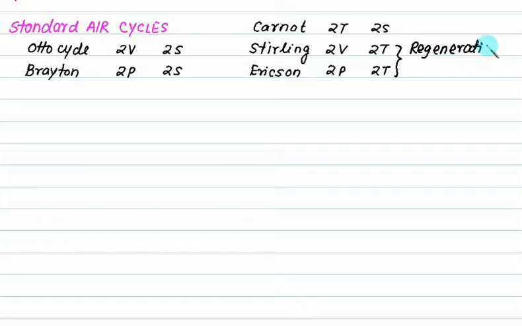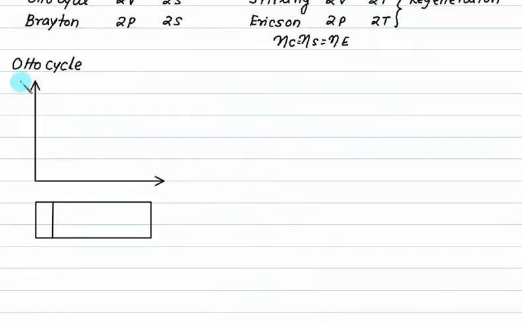Regeneration is the heat recovery. In that case, the efficiency of Carnot is the same as the efficiency of Stirling, which is the same as the efficiency of Ericsson. For the Otto cycle, we will consider a PV graph.